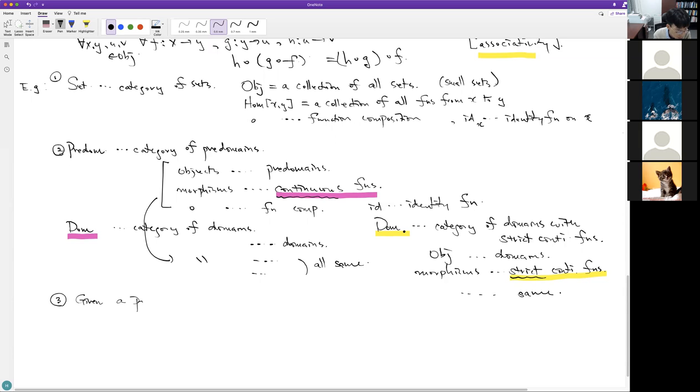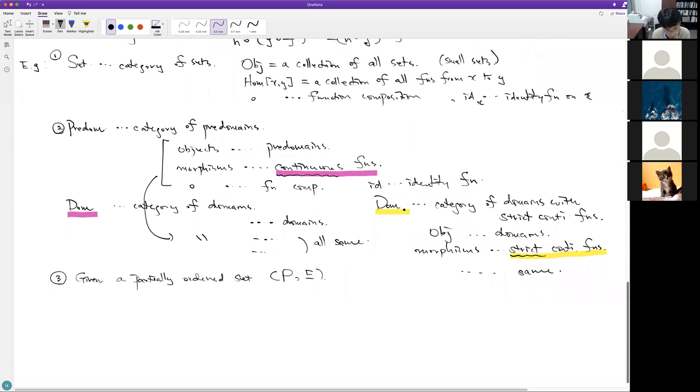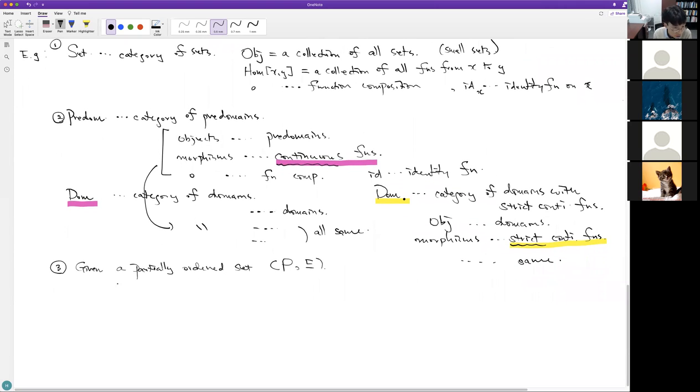a partially ordered set. So we have a set P together with an order relation less than or equal. And this is partially ordered, which means that this order relation is reflexive, transitive, and anti-symmetric. Now, in this case, we can view this partially ordered set as a category. So how do we do it?